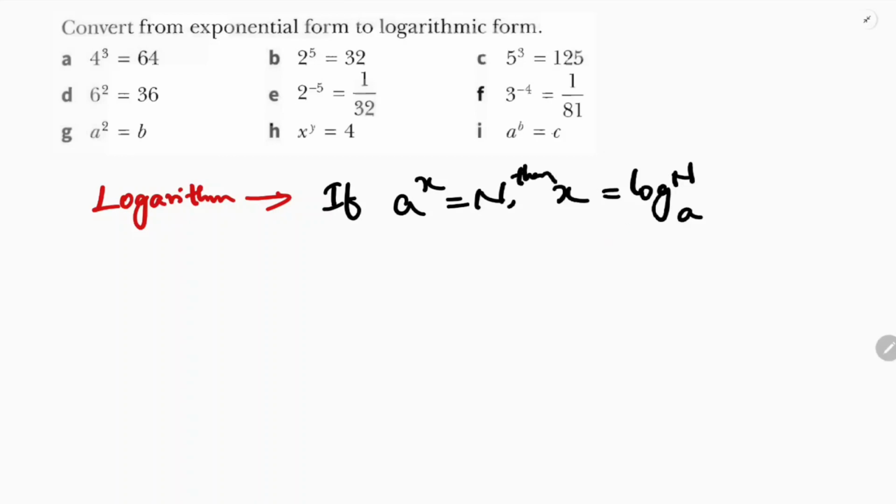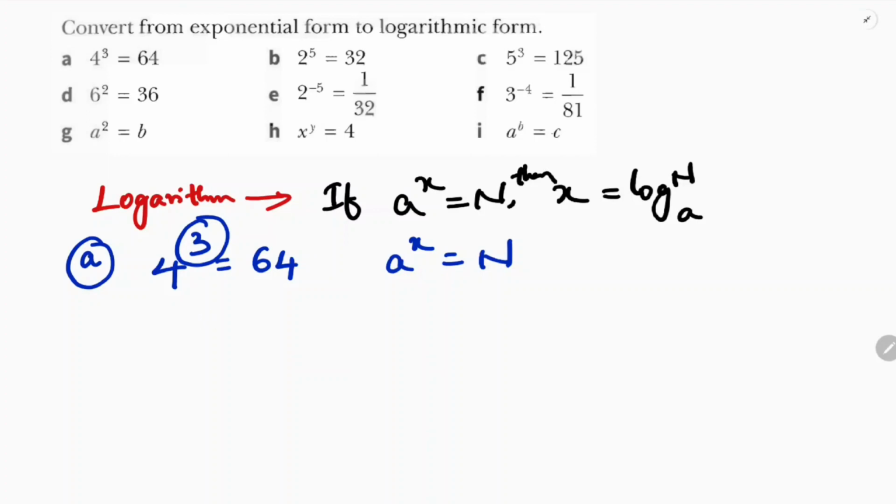So with the help of this definition, if you see the first question here, 4 cube equals 64. See here, a power x equals n. So the logarithmic form will be x equals, so here in place of x we have 3. So 3 equals log 64, and here the logarithm base is a, so here base will be 4.